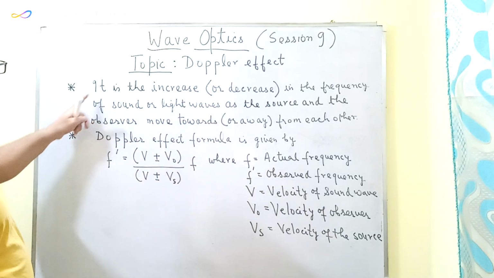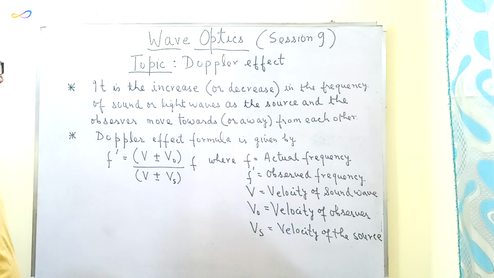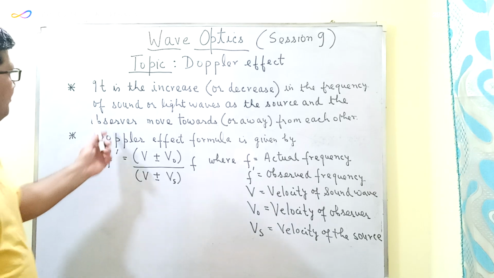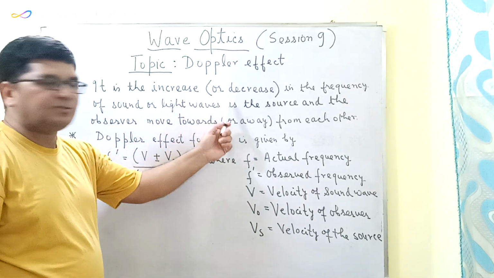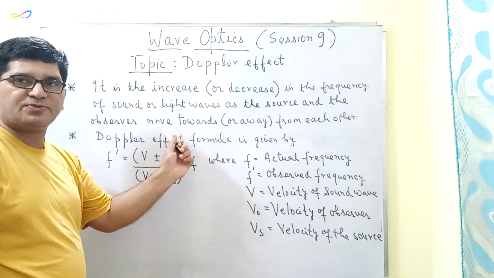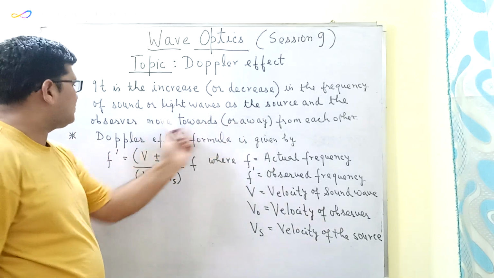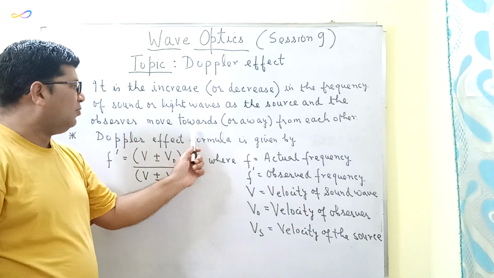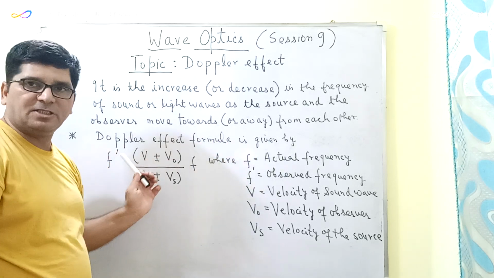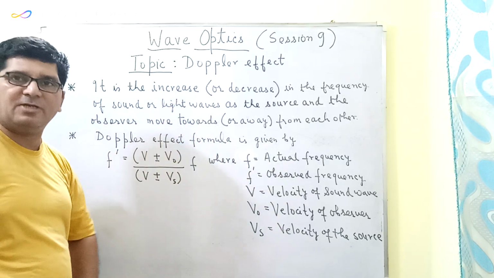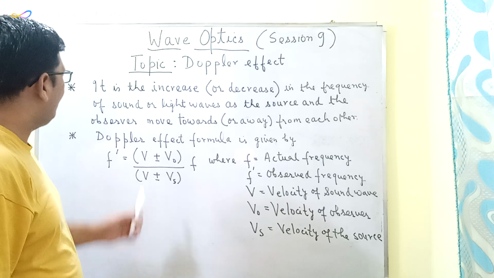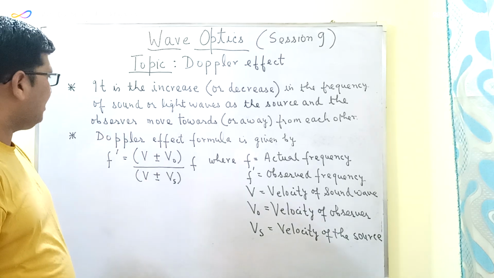So, the first point here is the definition of the Doppler effect. The definition is that the Doppler effect is the increase or decrease in the frequency of sound or light waves as the source and the observer move towards or away from each other. So this is the basic definition, and I hope that every one of you must be knowing about this definition.